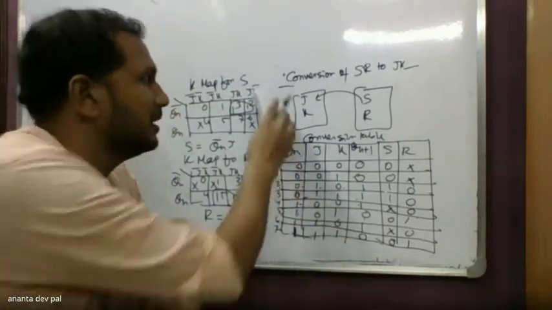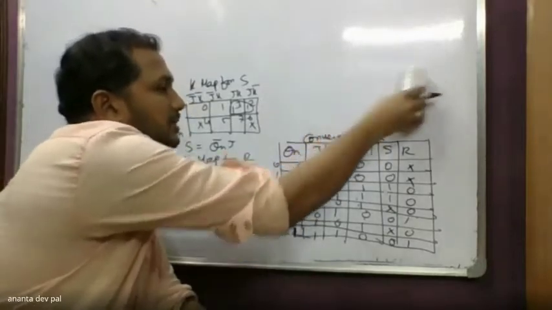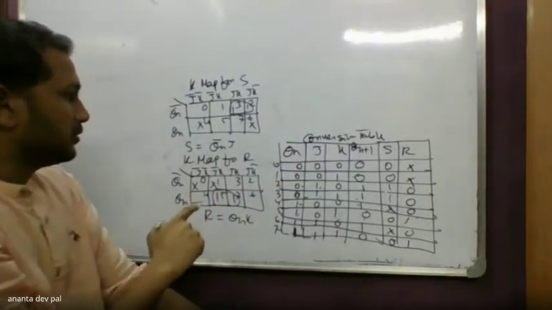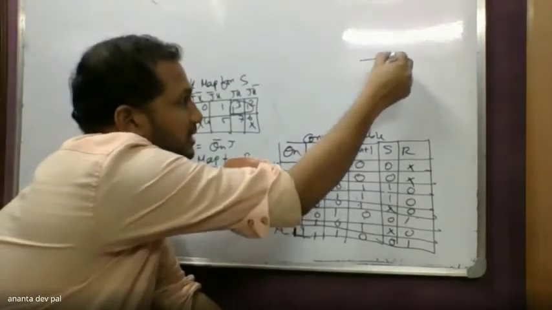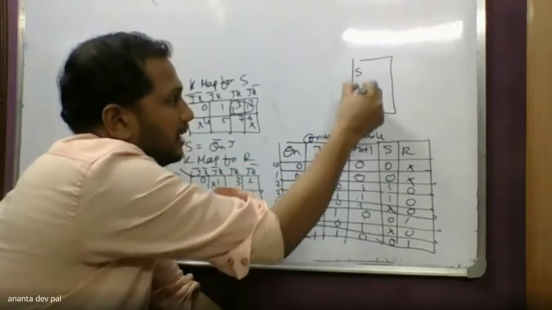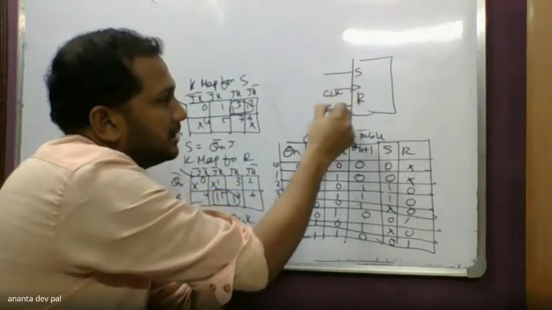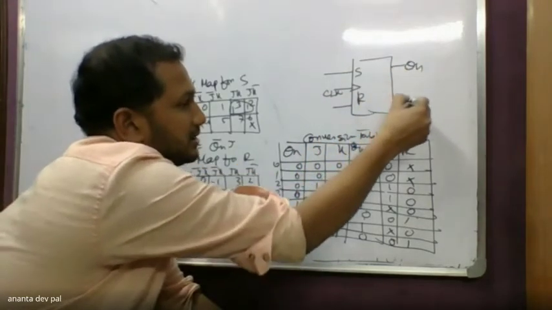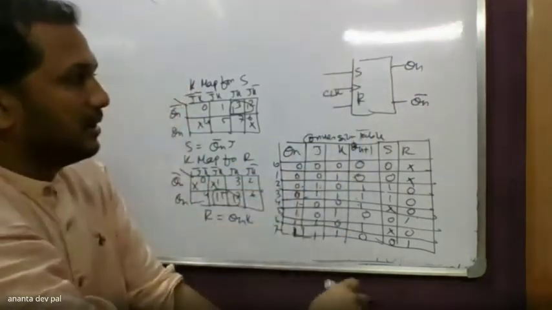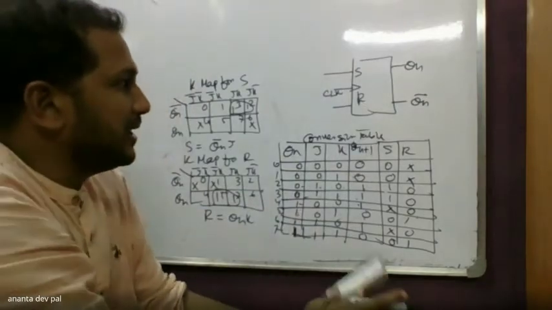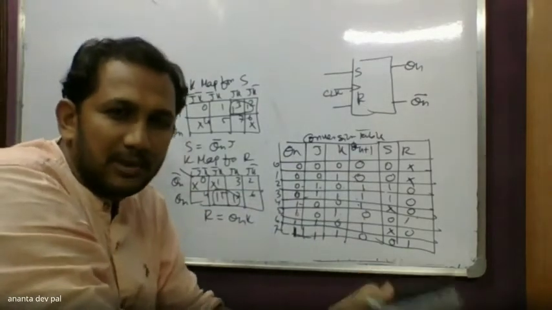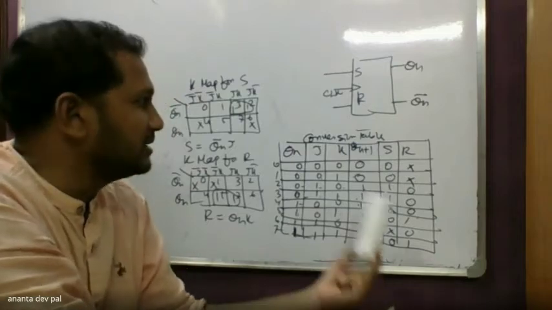This logic diagram is the final conversion. So there is an SR flip-flop, and there is a clock. We know that SR consists of a clock input. These are the S and R, and this is the Q bar. So this is the construction of the SR flip-flop. This is the old flip-flop, and we have to design the new one, that is JK.